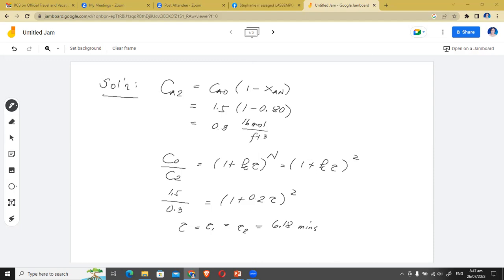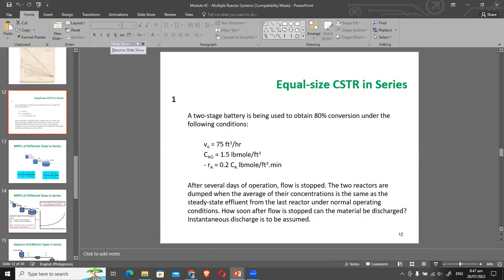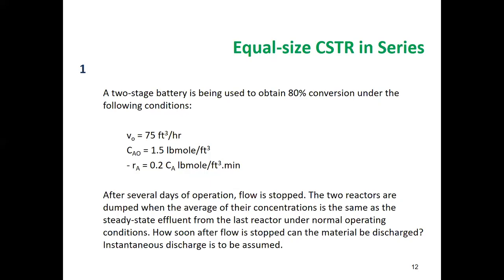I think there are no questions, so we will now proceed to the next part in the PowerPoint slide. So I'm sharing this with you. So that's the problem that we just discussed.